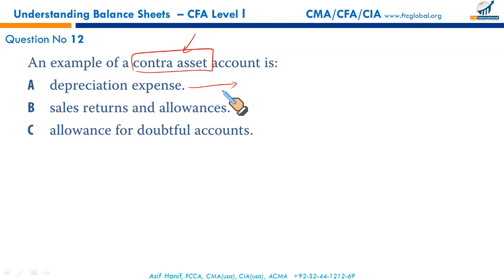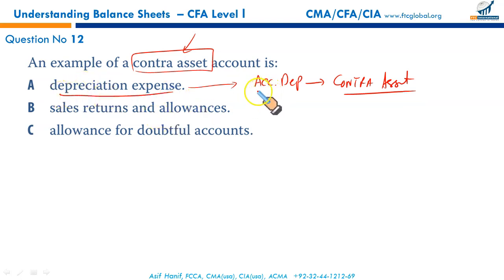It's an expense. Accumulated depreciation, where we keep on piling up our depreciation every year. Yes, this is a contra asset. Absolutely, it's a contra asset. Why? Because it is shown as a deduction from the cost of the asset. But here the word is depreciation expense, not accumulated depreciation. And this is the reason this is the wrong option.